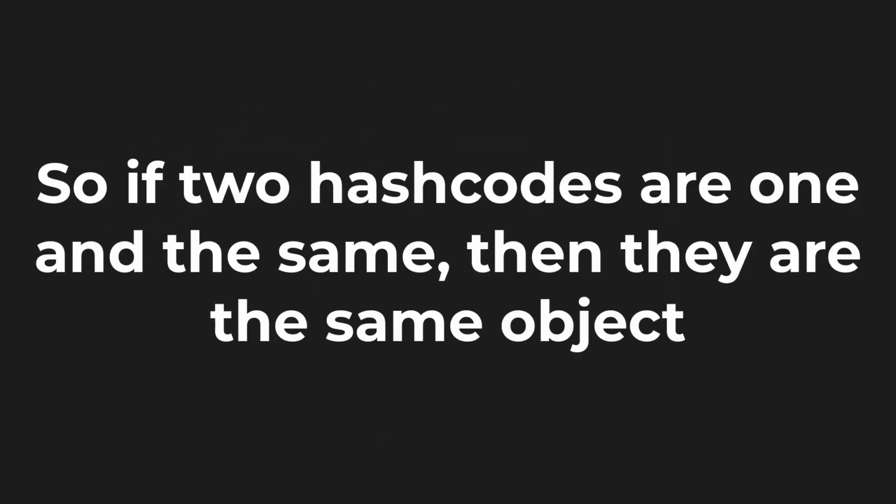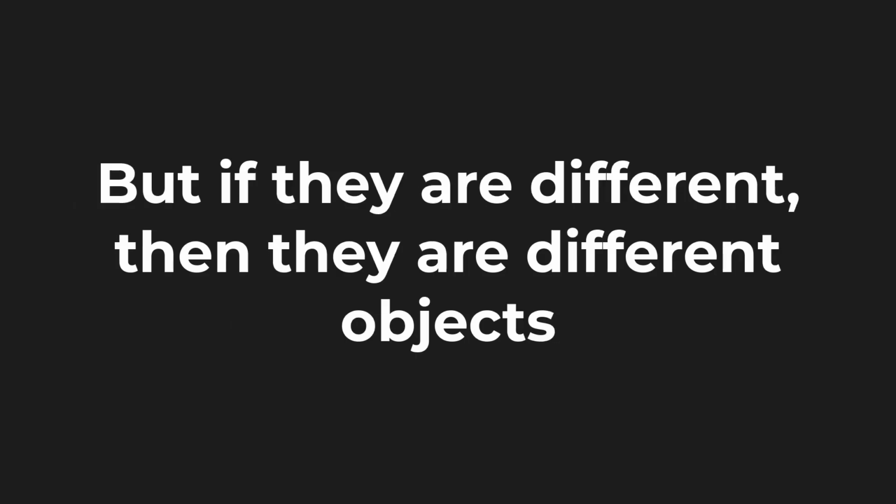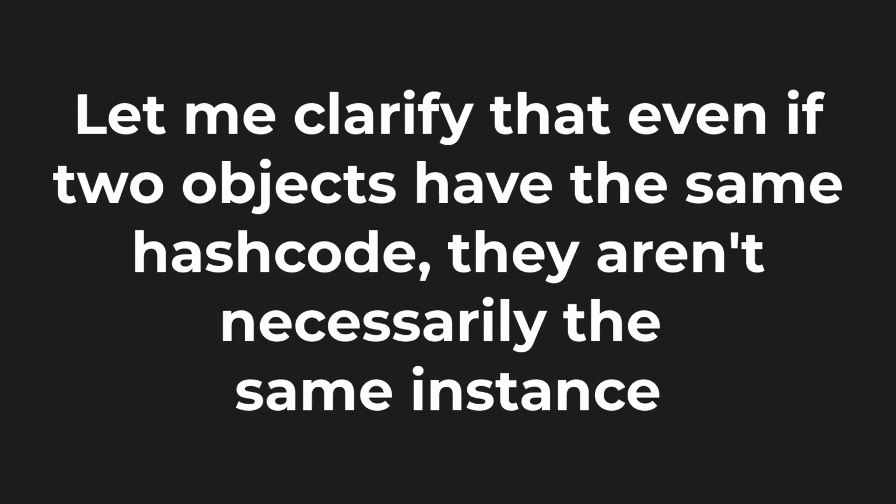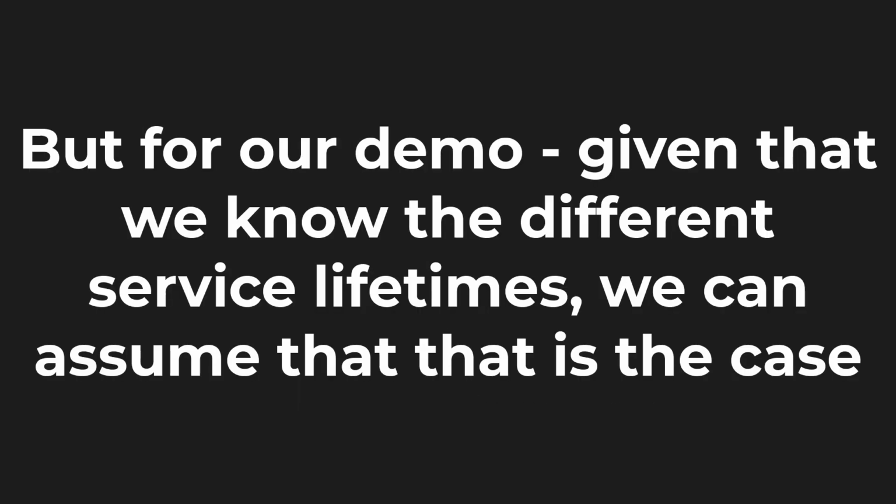So if two hash codes are one and the same, then they are the same object, but if they are different, then they are different objects. Let me clarify that even if two objects have the same hash code, they aren't necessarily the same instance. But for our demo, given that we know the different service lifetimes, we can assume that that is the case.